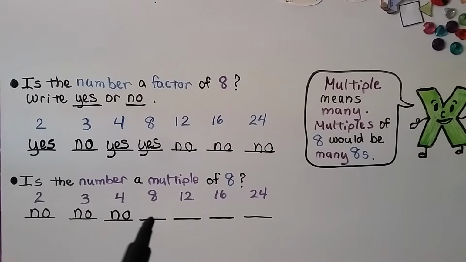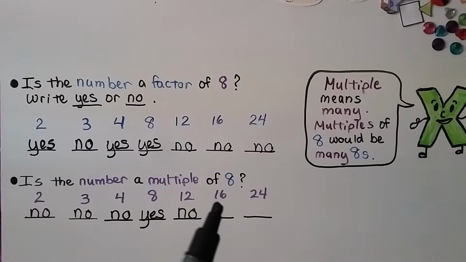Is 8 a multiple of 8? Is 8 times something equal to that 8? Well, yes. 8 times 1. 8 is not only a factor of 8, it's also a multiple of 8. Is 8 a multiple of 12? Is 8 times something equal to 12? No. What about 16? Is 8 times something equal to 16? Yes, 8 times 2 is equal to 16. What about 24? Is it a multiple of 8? Is 8 times something equal to 24?